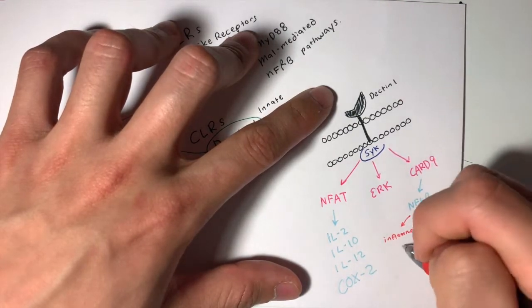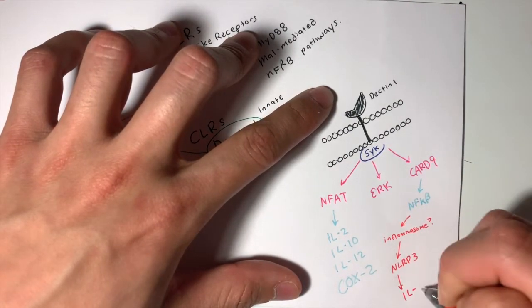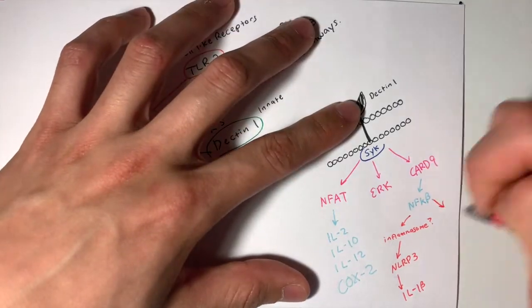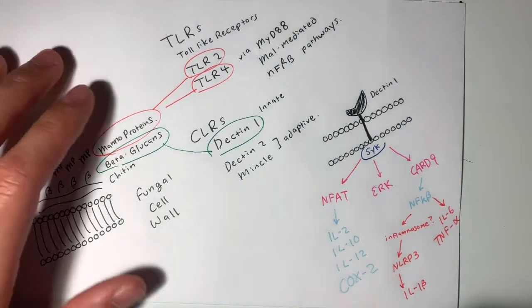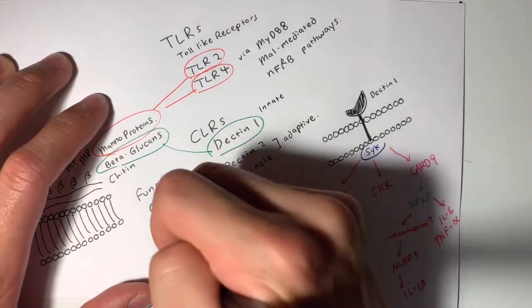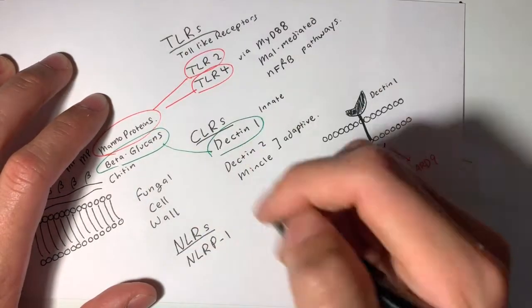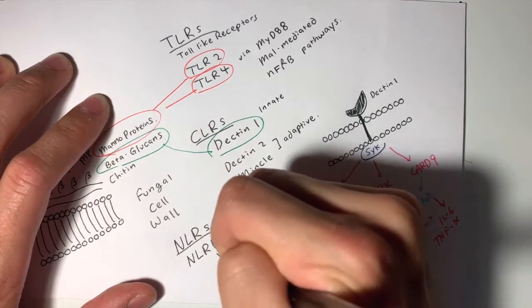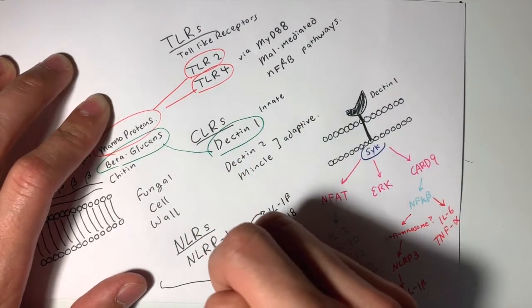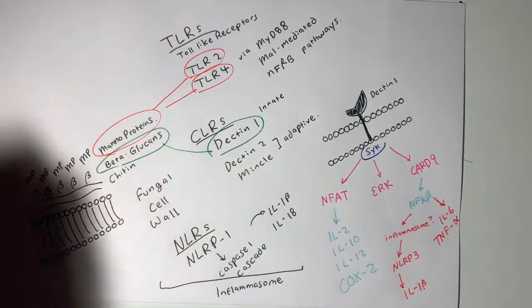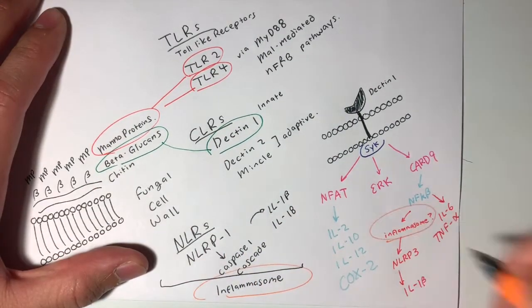The last category of receptors that respond to fungal infections are nod-like receptors, or NLRs. NLRP1 is a subset of NLRs that are cytosolic, able to assemble and oligomerize into a common structure known as the inflammasome. This collection of proteins activates the caspase-1 cascade, thereby leading to the production of pro-inflammatory cytokines, especially IL-1 beta and IL-18.